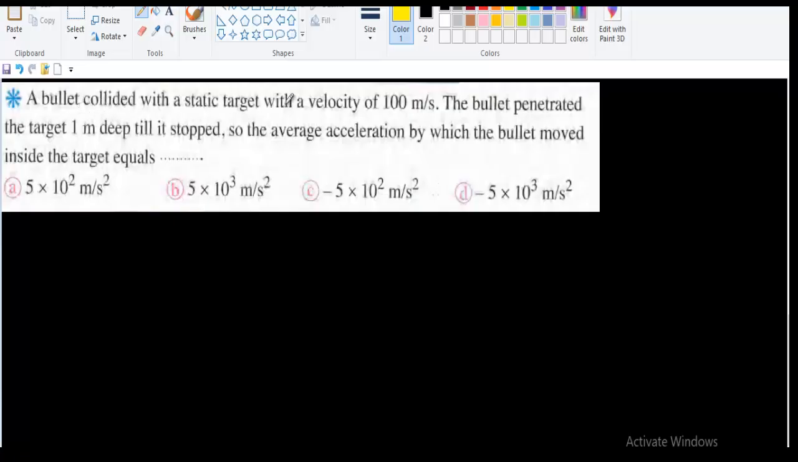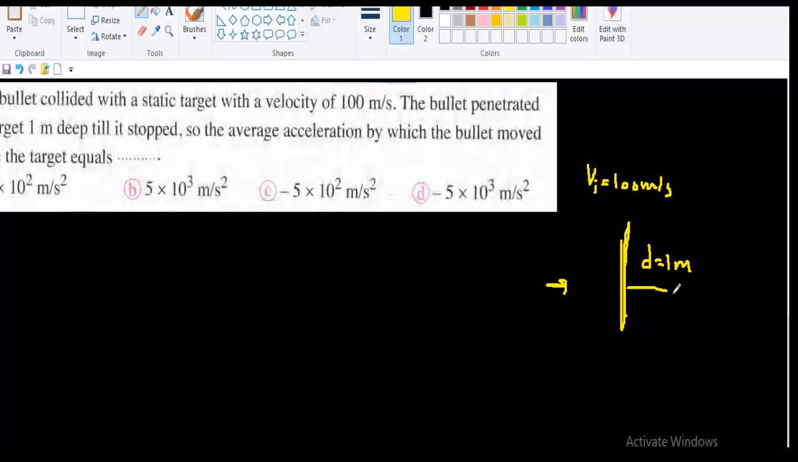A bullet collided with a static target. This is a static target, and we have a bullet with a velocity of 100 meters per second. So we have the initial velocity 100 meters per second. Then the bullet penetrated the target 1 meter deep. So the displacement here equals 1 meter till it stopped. Till it stopped means the final velocity equals 0.